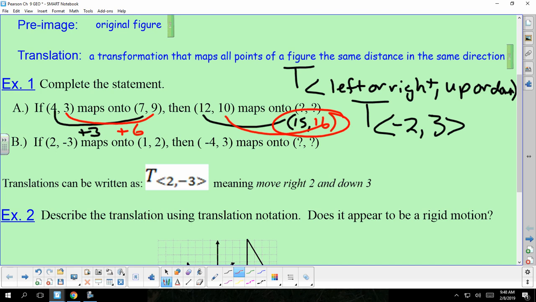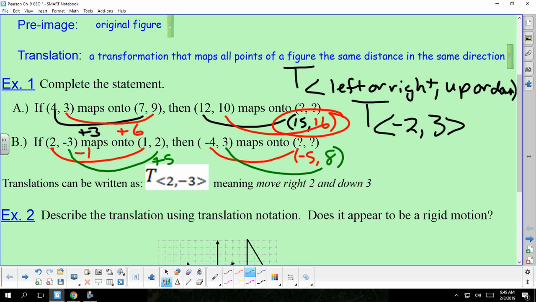So from 2 to 1, I am subtracting 1. So for here, I'm also going to subtract 1. Negative 4 minus 1 is negative 5. And then to go from here to here, negative 3 to 2, I'm adding 5. So I'm going to add 5. And I end up with 5.